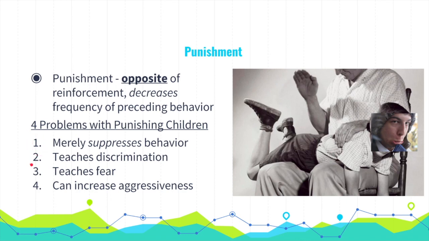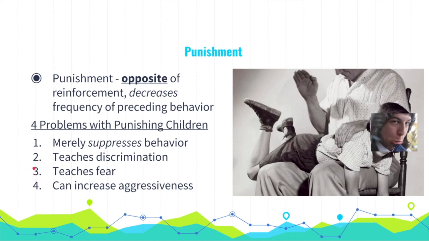Two, punishment teaches discrimination. The lesson the child learns from the punishment may not be complete. If a parent punishes a child for swearing, the child may only learn that swearing is not permitted in the house, but he or she may still swear elsewhere. The third problem is that punishment teaches fear. If a teacher whacks kids on the wrist with a ruler, kids may learn to fear the teacher and thus attempt to avoid school.